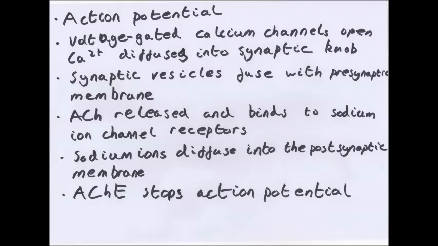So an action potential arrives at a synapse. The voltage-gated calcium channels open and calcium ions diffuse into the synaptic knob. These then cause synaptic vesicles to fuse with the presynaptic membrane. These vesicles consist of a neurotransmitter. A neurotransmitter is a substance or a chemical that diffuses across the cleft of the synapse to transmit a signal to the postsynaptic neuron.